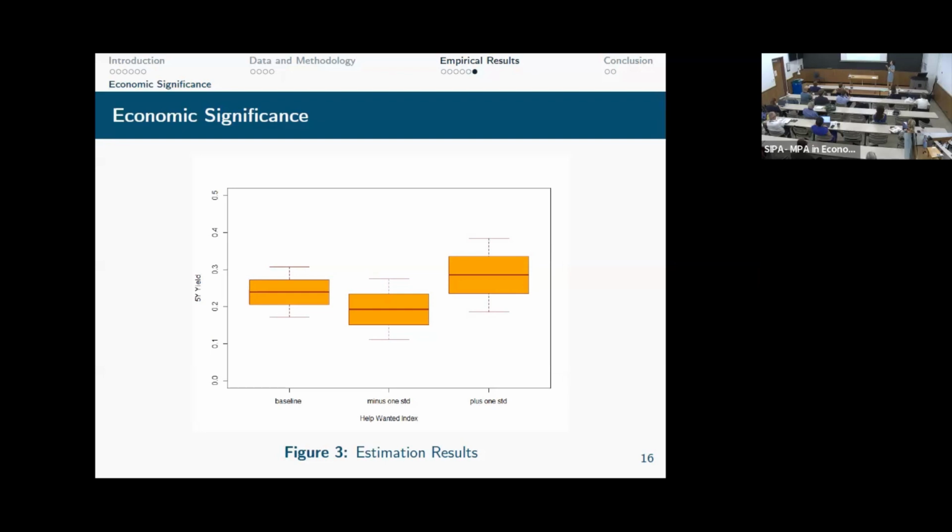And if it's above, then it means the effect is stronger. So what does it mean in terms of economic thinking? If the health wanted index is high, one standard deviation above, then it means that labor markets are in a strong position. So in that case, we expect the transmission to be stronger compared to the other case, when the labor markets are not super strict.